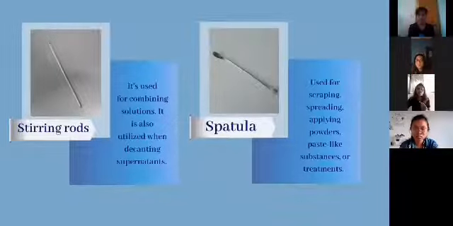Spatula. A laboratory spatula is a steel utensil that is utilized for scraping, spreading, and applying powders, paste-like substances, or treatments. These spatulas can resist heat, acids, cold, solvents, bases, and other chemicals.